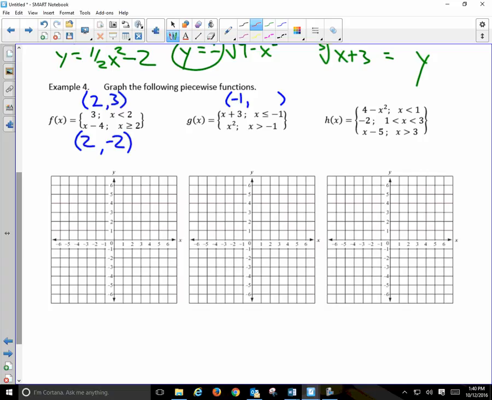Okay, I plug in -1 to the bottom one. What do you get? 1. Okay, open or closed circle? Open. Now, where should I go from there? To the left or right? To the right. And what point should I go through?